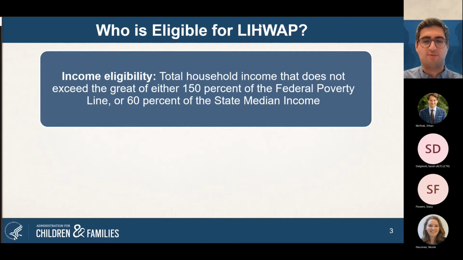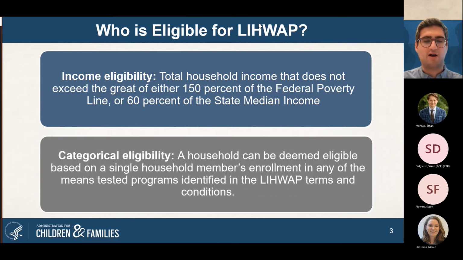For example, at or below 150% of the federal poverty line, at or below 60% of the state median income, or another lower poverty threshold established by the state, territory, or tribe. Grant recipients can take a hybrid approach based on the size of the household, but that may not exceed either 150% of the federal poverty line or 60% of the state median income.